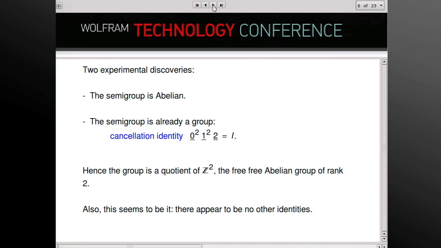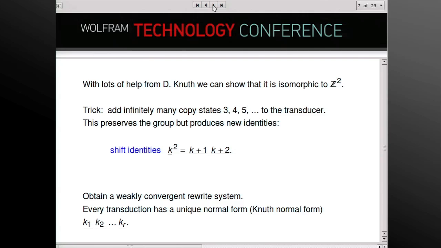And as it turned out, with the computational constraints that I have, I tried very hard. I could find no other identities. This was all there was. So it seems like this is it. The semigroup is in fact a group, and it's isomorphic to Z squared. However, proving that there are no other identities, of course, is much harder than just generating a few.